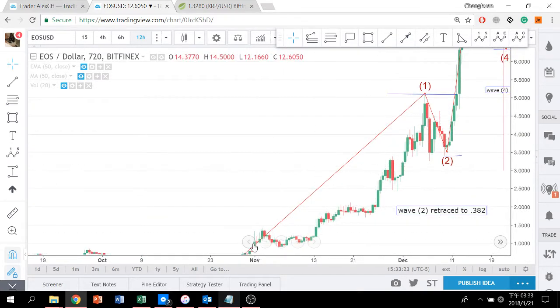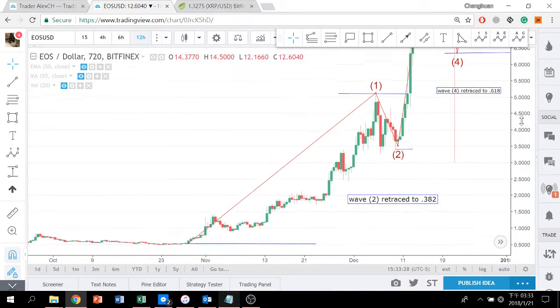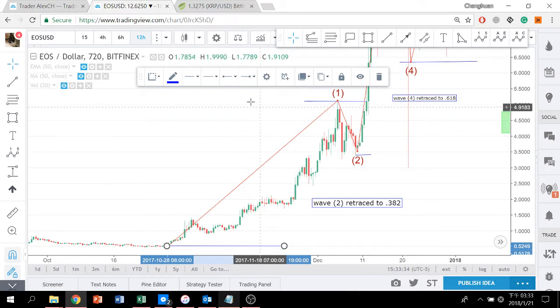We can see the 1, 2, 1, 2, 3, 4, 5 here, right? The 5 subwaves of this first leg right here. Now let's just apply the Fibonacci extension tool of wave 1, 2, right?